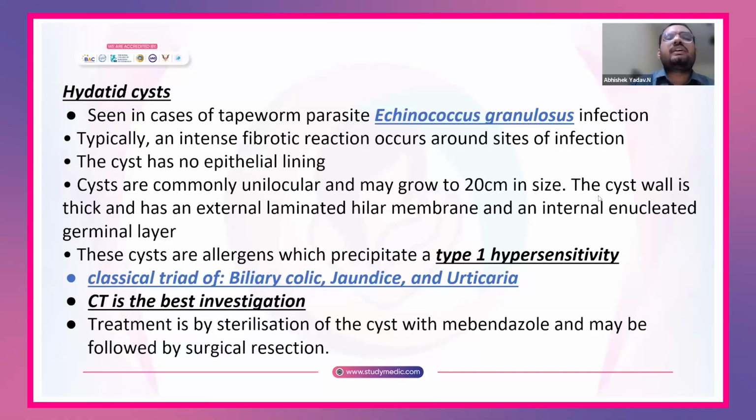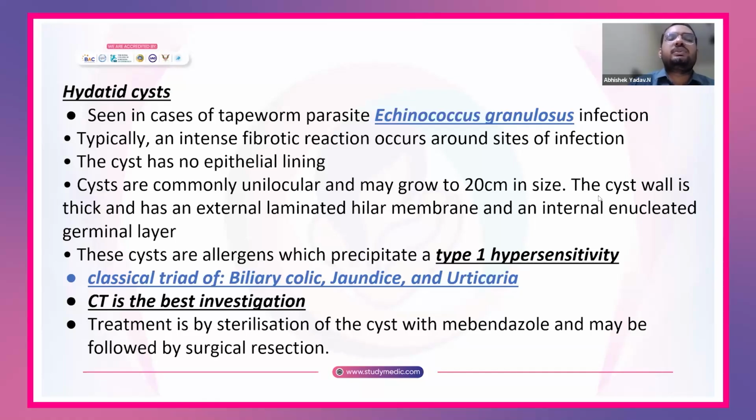Hydatid disease is also an infective pathology which produces a benign liver lesion, and it is caused by the tapeworm parasite called Echinococcus granulosus. An intense fibrotic reaction usually occurs around the site of infection. The cysts don't have any epithelial lining, and they are usually unilocular. They range in various sizes and can grow up to 20 centimeters.